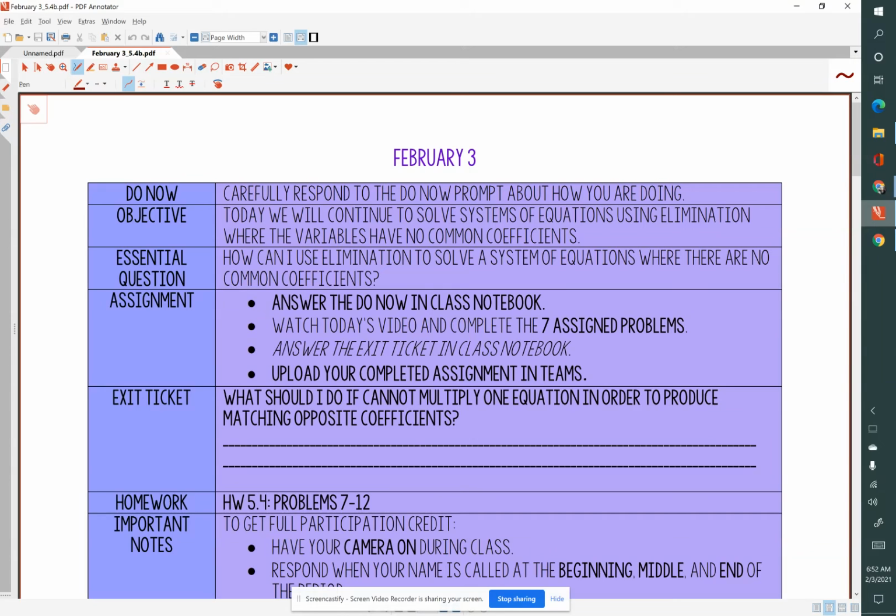Good morning, students, and welcome to our second day of solving systems by elimination, where we have no common coefficients. This is where we have to multiply one or both of the equations by some number in order to get those matching opposite coefficients so that we can eliminate one of the variables.